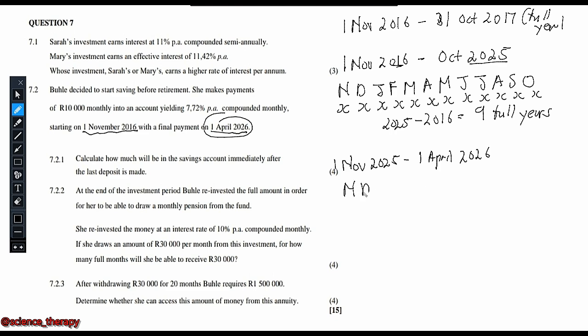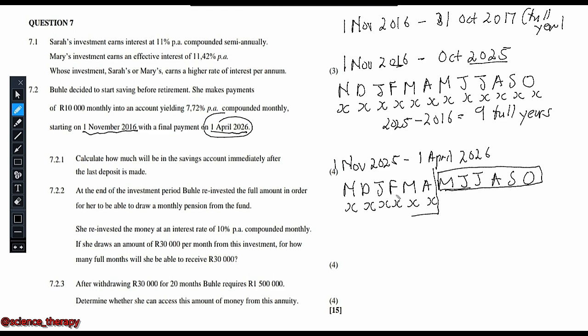So November, December, January, February, March, April, May, June, July, August, September, October. So within this period here, on the final year, only 6 monthly installments will be made. So in November, December, then we go to 2026, January, February, March, April. Then it stops here. So these other months, they're not making any payments because the final payment is made on the 1st of April 2026.